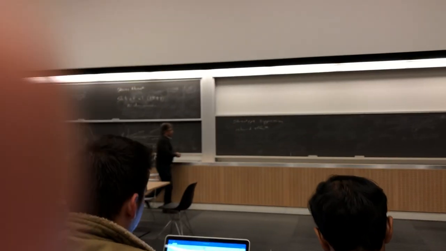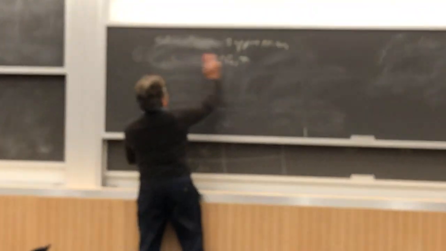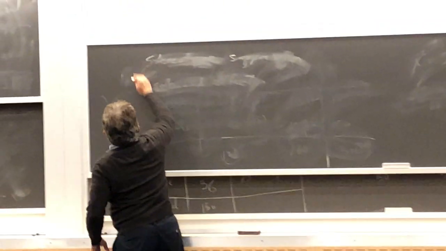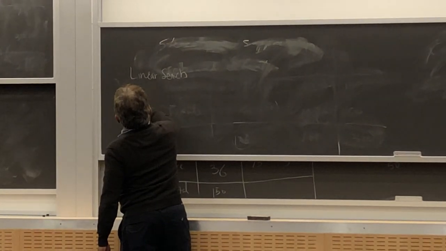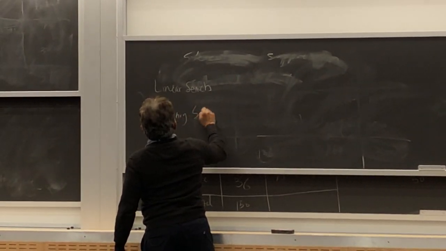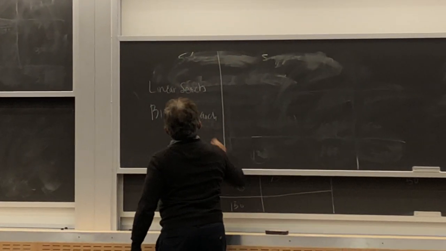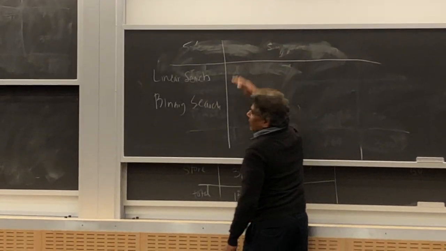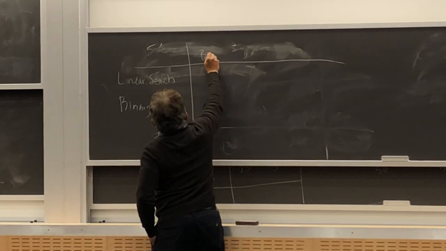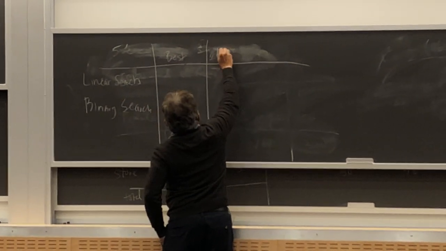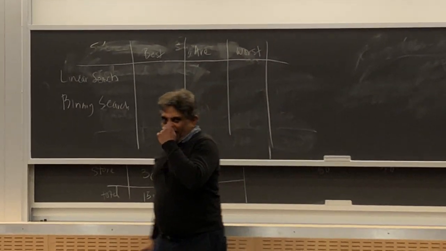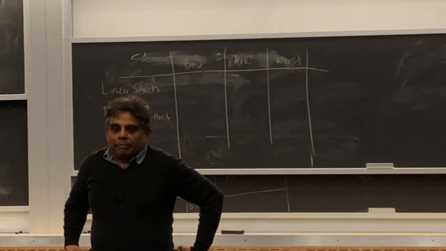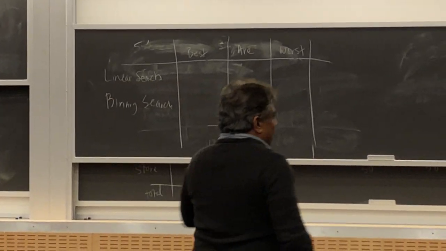we can try to recall the things we did the last time, right? We talked about linear search and binary search. Then we talked about the best and average and worst cases. All right, so this table is really important. Best, worst, and the average cases.